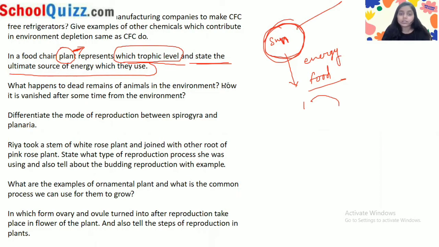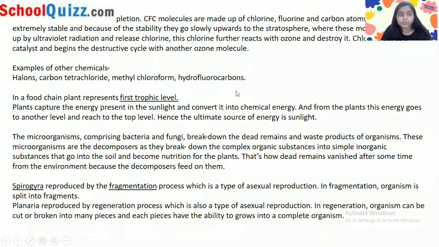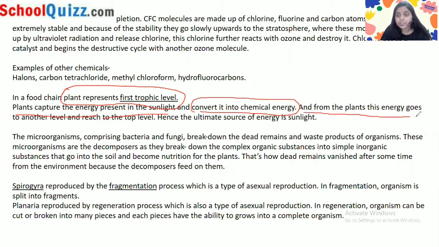Okay, so let us see how we write the answer here. In a food chain, plant represents the first trophic level. Firstly, you have to tell what trophic level the plant represents. Plants capture the energy present in the sunlight and convert it into chemical energy. From the plants, this energy goes to another level and reaches the top level. Hence, the ultimate source of energy is the sunlight.